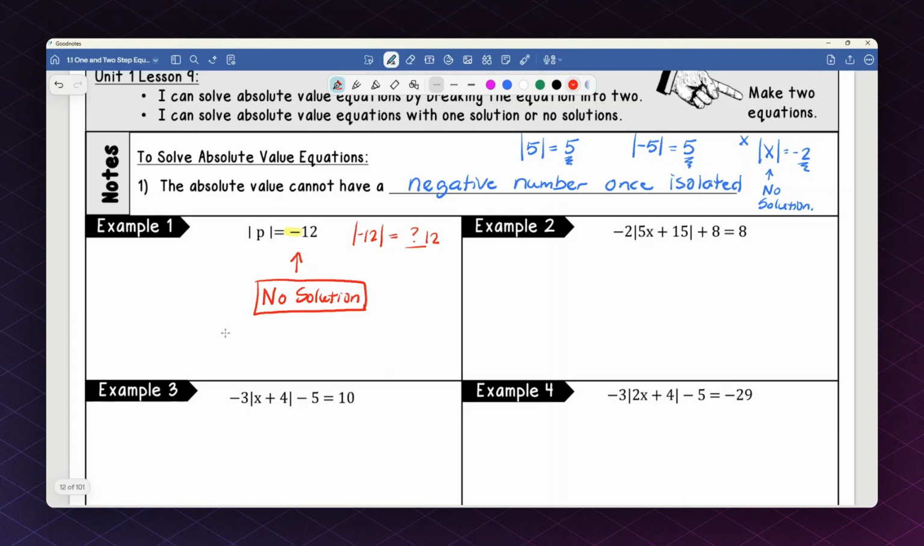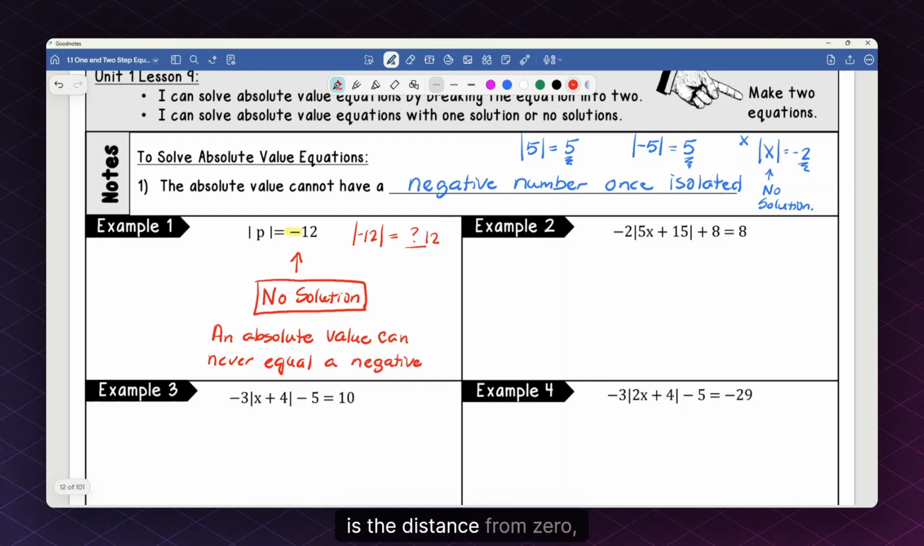An absolute value can never equal a negative, because an absolute value by definition is the distance from 0, and that distance from 0 can only be positive.